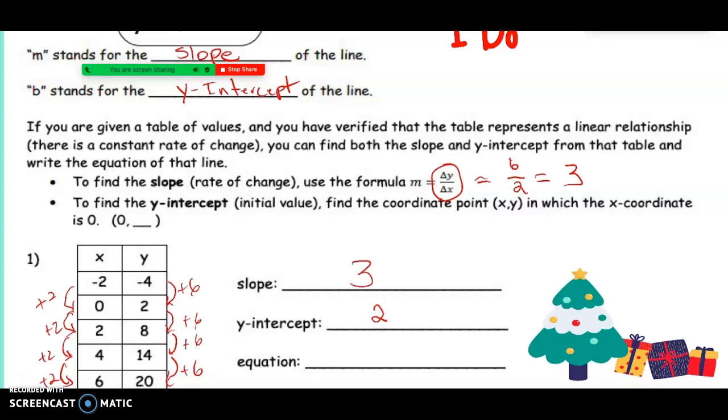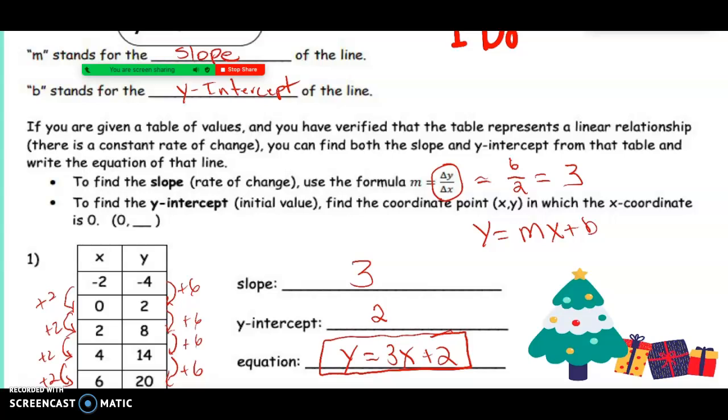Now that we have our slope and our y-intercept, we come back and substitute it into the equation y equals mx plus b, where y stays the same, it's a variable, m we determined was 3, and b is equal to 2. Therefore, this equation here is represented by the table. And we can always check that by substituting some of the values that are given for the table for x and y.